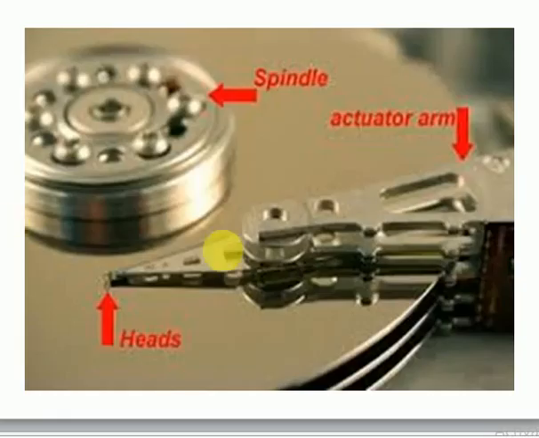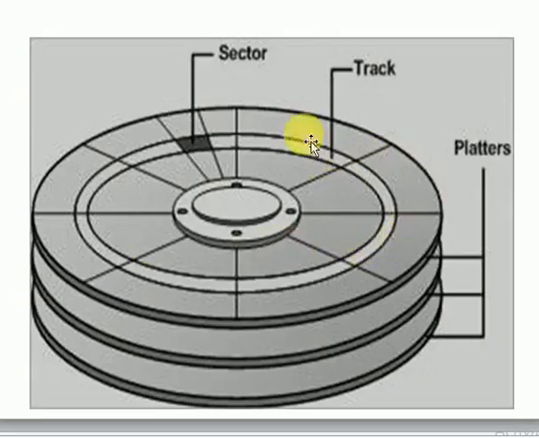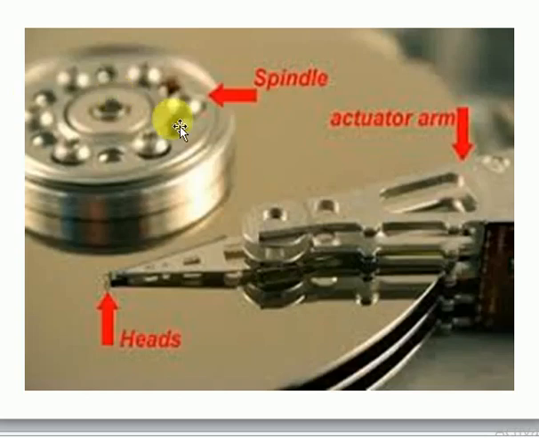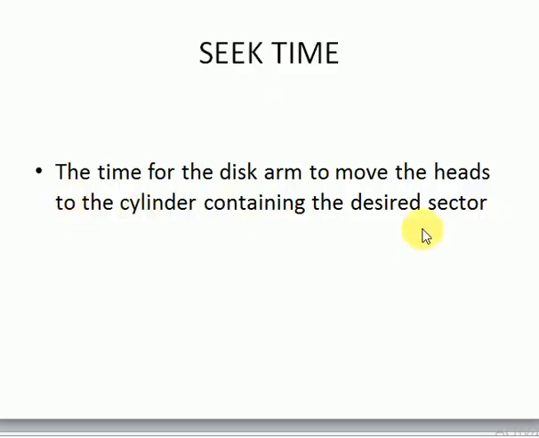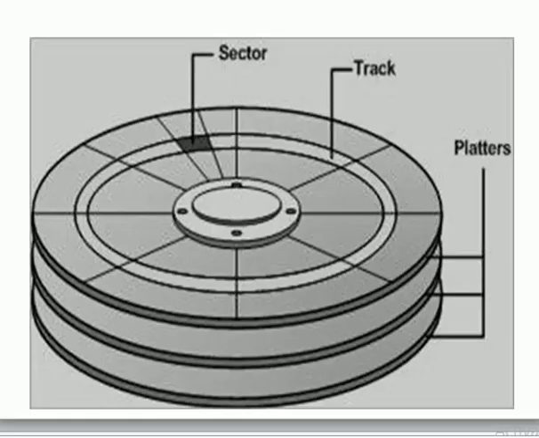To do this, we have an actuator arm which points to the particular platter, then to the track, then to the sector. The overall time taken for the disk arm to move to the desired sector, we call it the seek time. So the seek time is the time taken for the disk arm to move the head to the cylinder containing the desired sector. For example, to reach this particular sector, we first select the first platter, then the particular track, and then go to the desired sector.